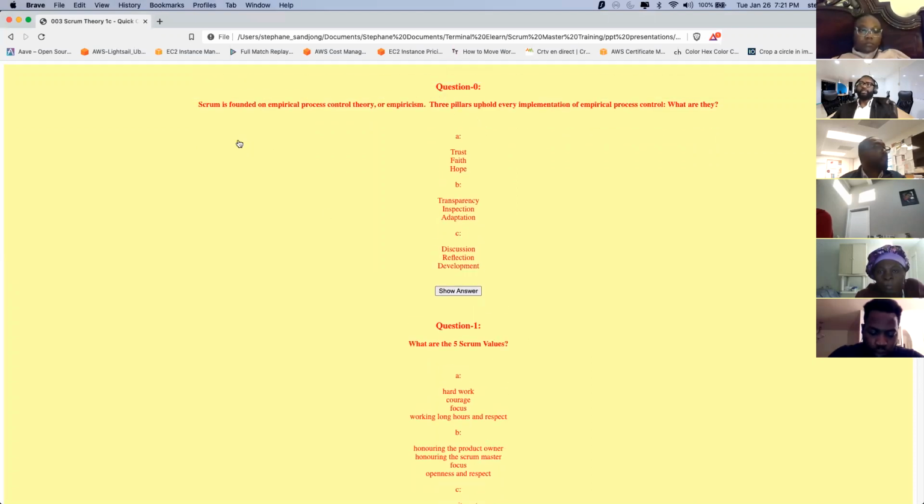So the first question: Scrum is founded on empirical process control theory, or empiricism. Three pillars uphold every implementation of empirical process control. What are they? A, trust, faith, hope. B, transparency, inspection, adaptation. C, discussion, reflection, and development. All right, let me pick, let's see, Hélène.